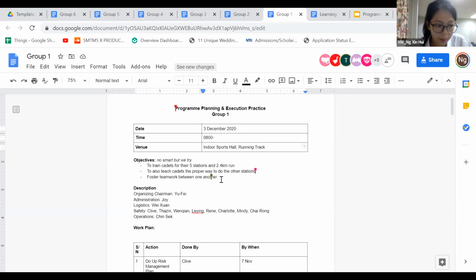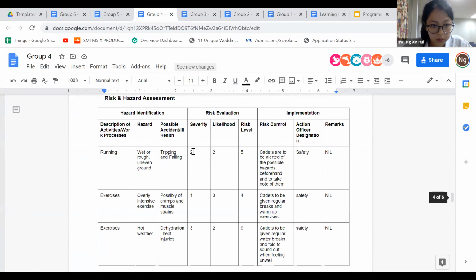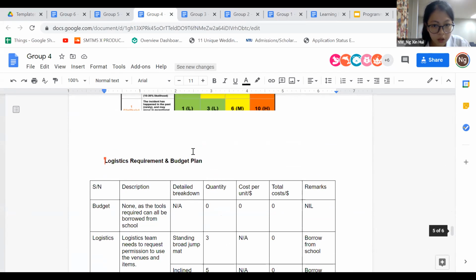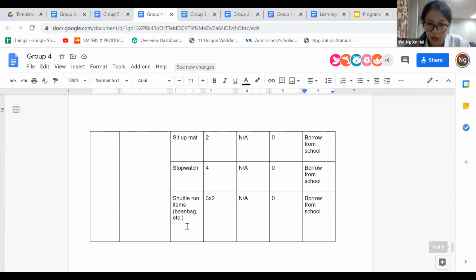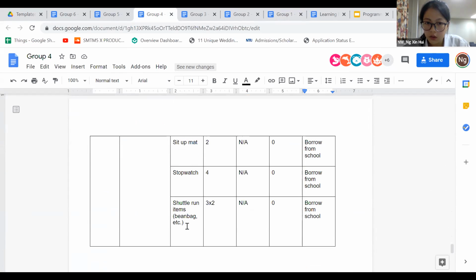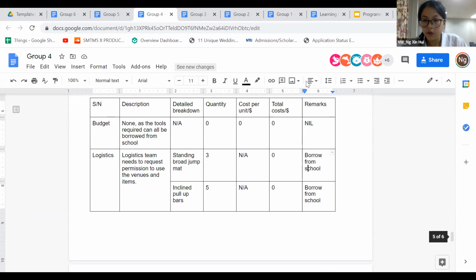So lastly, I'll talk about logistics and budgeting. For Group 4, let me just scroll to the bottom. I think they provided a very good and clear table on what kind of logistics they need and where they would borrow it from. And they also stated that they didn't need to purchase any items. That is very good, it's very clear. So I'm roughly done with sharing my feedback with you guys.